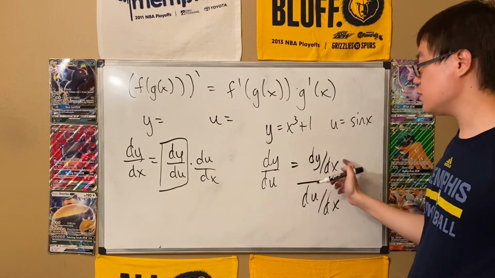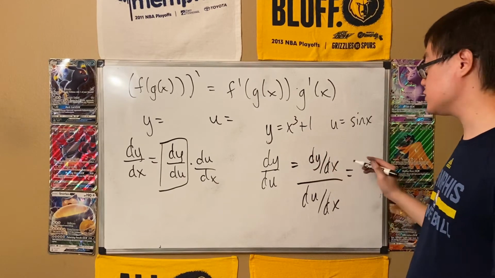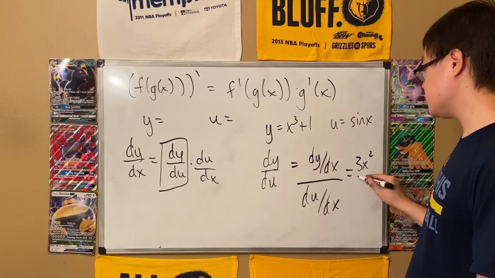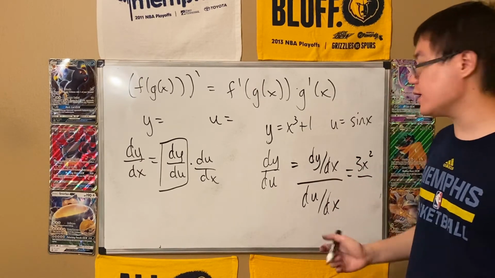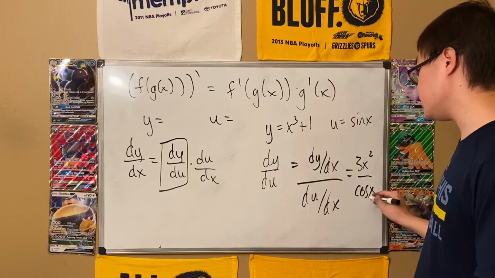So what's our final answer? Well, dy dx is just going to be 3x squared. What's the derivative of sine of x, which is du dx? That's just going to be cosine of x, so this is our answer.